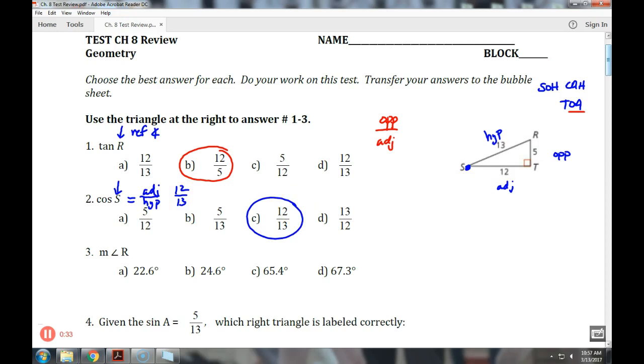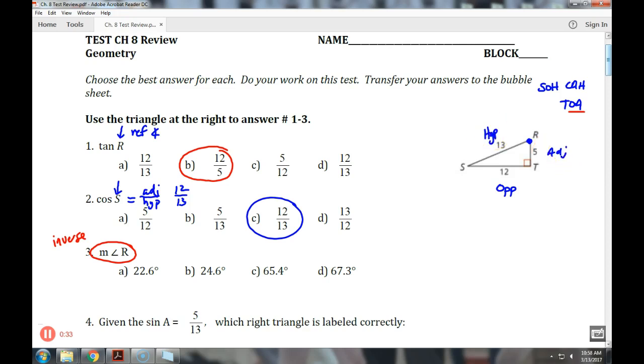Number 3 says find the measure of angle R. Anytime you want to find the measure of an angle, I know that I'm going to have to use the inverse. So I'm going to go back to my picture and erase this stuff. Here's my reference angle, R. Labeling my sides, I have opposite, adjacent, and hypotenuse.